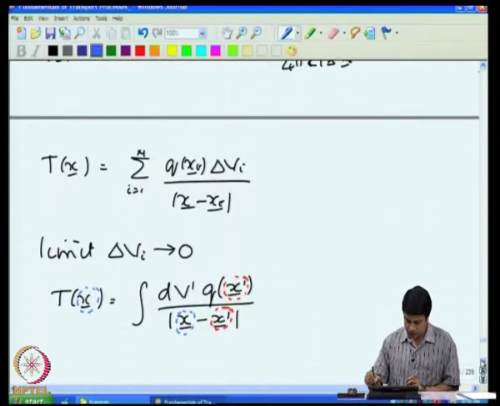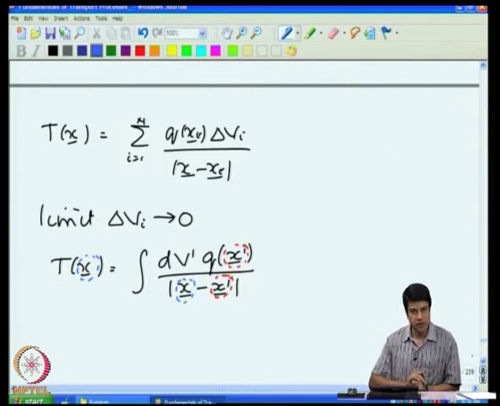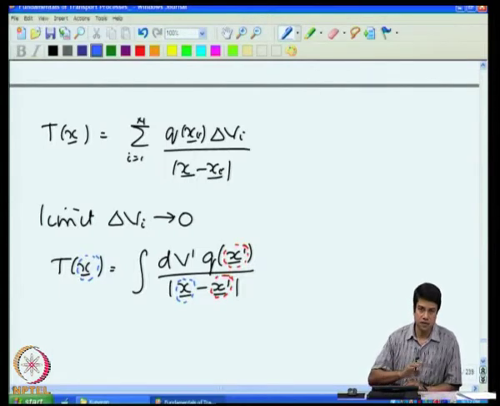Okay. So, I get an equation of the form T at the location x is equal to the integral dV prime of q of x prime divided by the magnitude of x minus x prime, where x minus x prime is the distance between the source and the observation point. Note that x is the observation point, the point at which you are taking the temperature. x prime is the source point, the location of the point source. And in this case, for a distributed source, you are integrating over all locations of the source point.